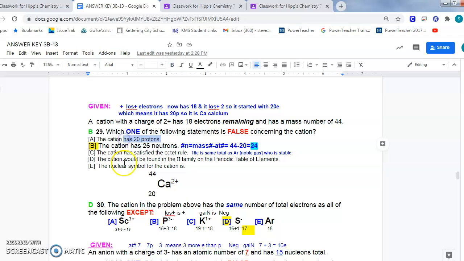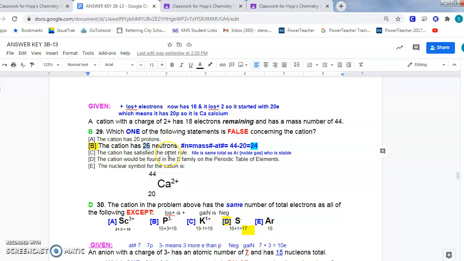Cation has 20 protons. True. The cation has 26 neutrons. Well, they told us the mass number was 44. We established in letter A that there's 20 protons. Mass number is protons plus neutrons. Atomic number is protons. So if we take protons plus neutrons minus protons, we're left with neutrons. The mass number is 44, the number of protons is 20. 44 minus 20 is 24, not 26. Letter B is a false statement.